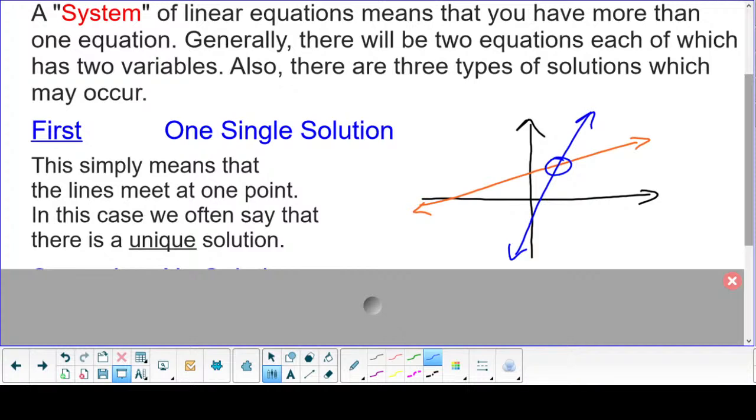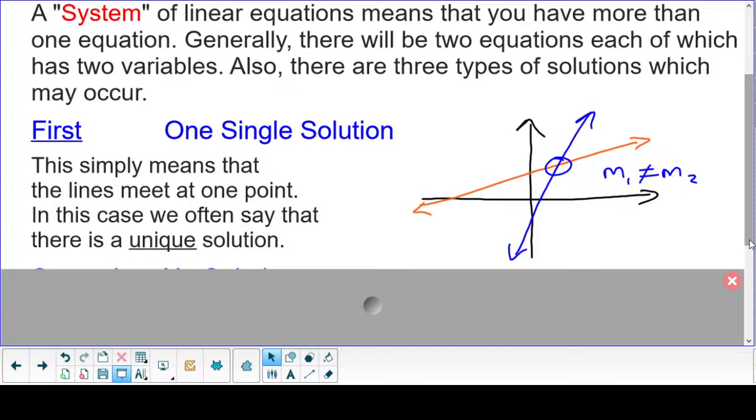So as long as m1 is not equal to m2, you're guaranteed to have this solution. If the slope of one is not the same as the slope of another, they have to cross at one spot. Lines don't curve back, right? So this line isn't going to curve back and touch the orange line again. Nor is it going to curve up on this side and touch again. All right? So as long as the slope is different, they're going to touch at one spot.